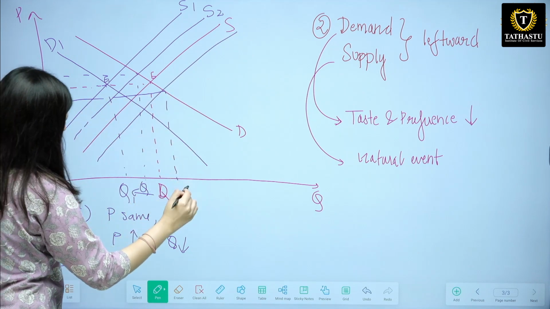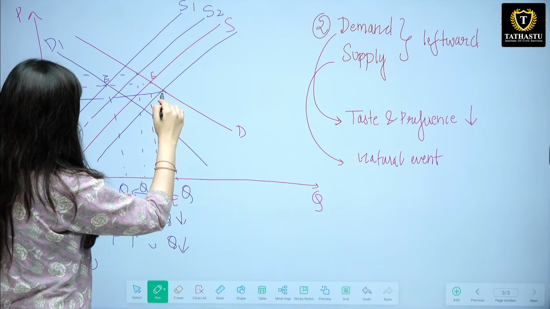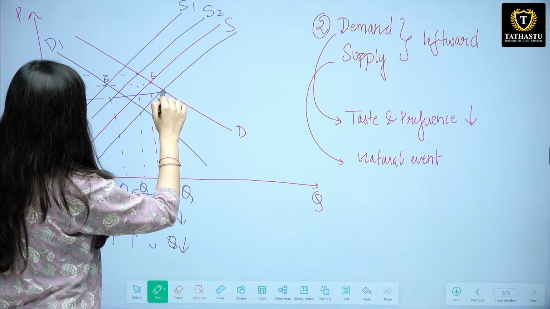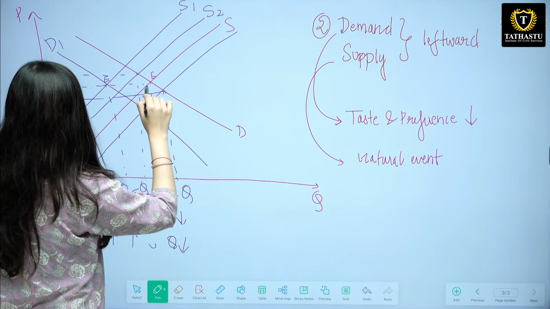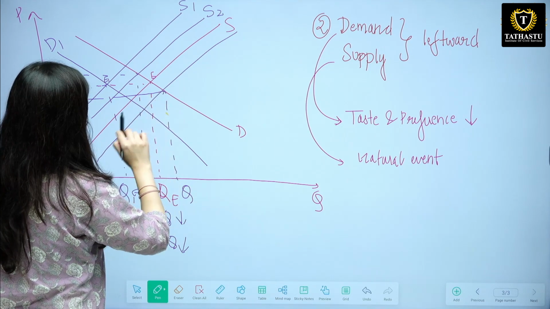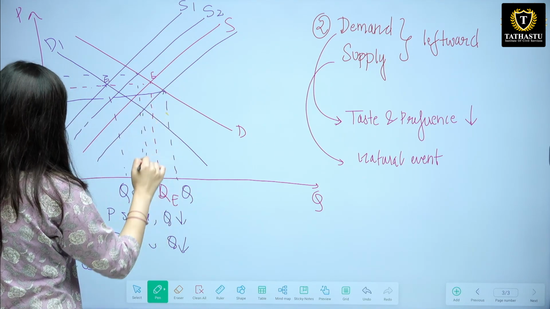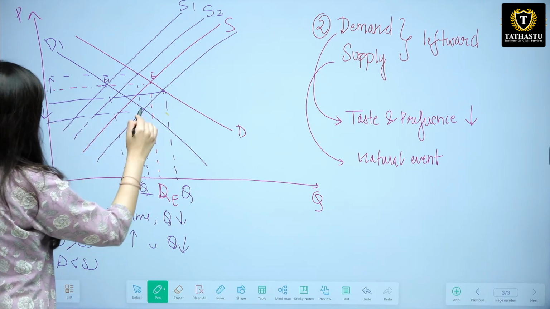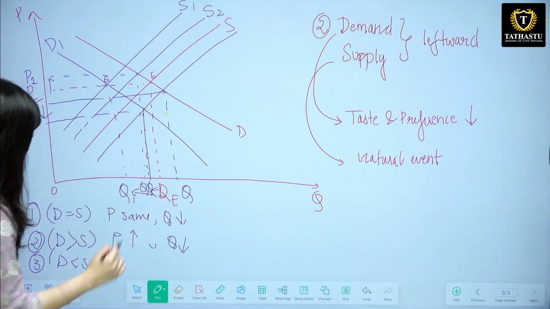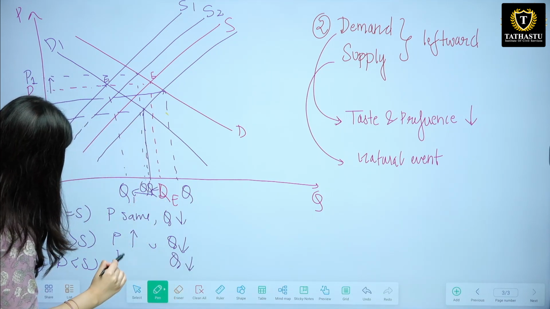Okay, and what is happening? Quantity shall decrease. Wait, this one, we actually have to cut it here. Yes, this price will decrease, and this quantity is still decreasing. Okay, quantity is still decreasing, price is also decreasing.